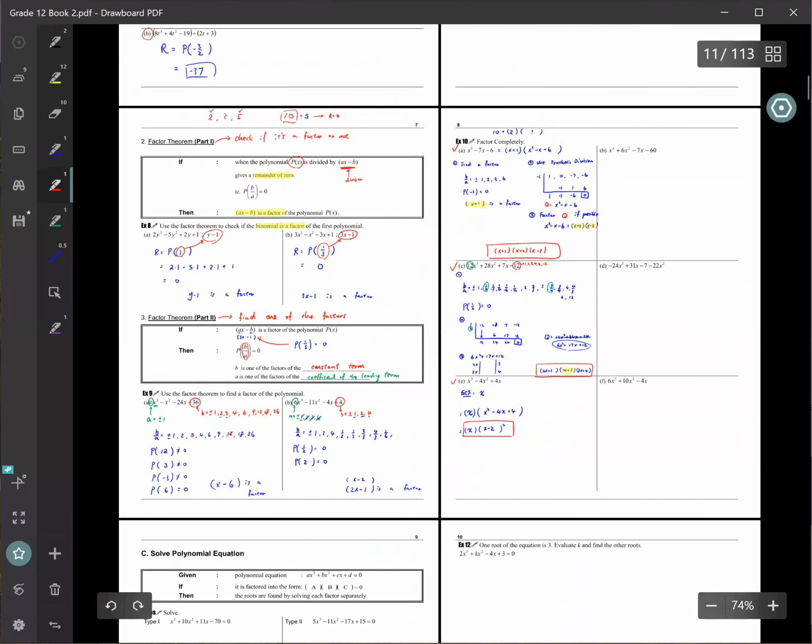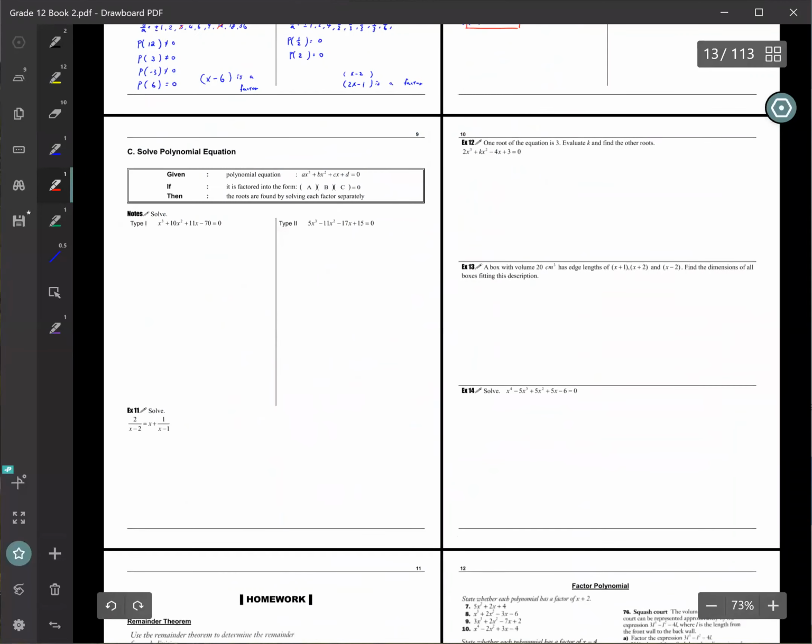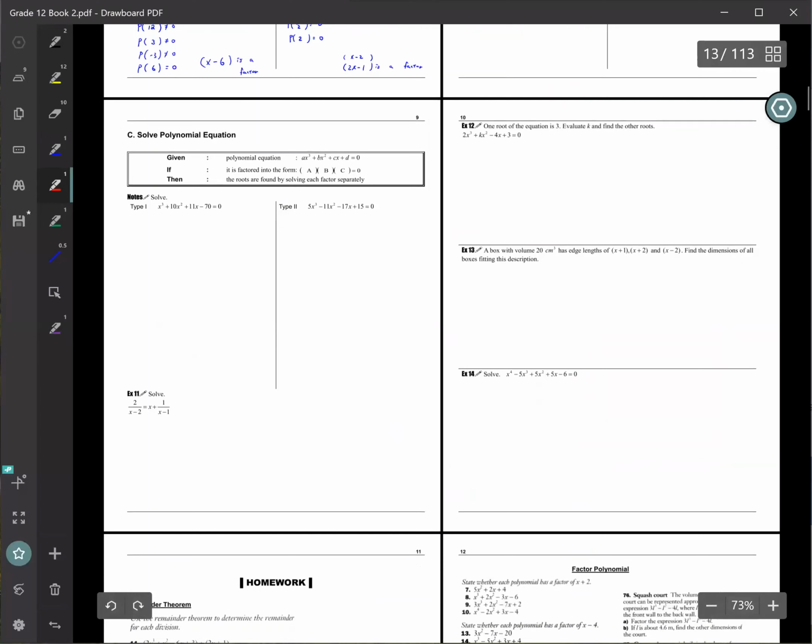Last part that we can cover today is solving, okay? So you see this one is almost done.